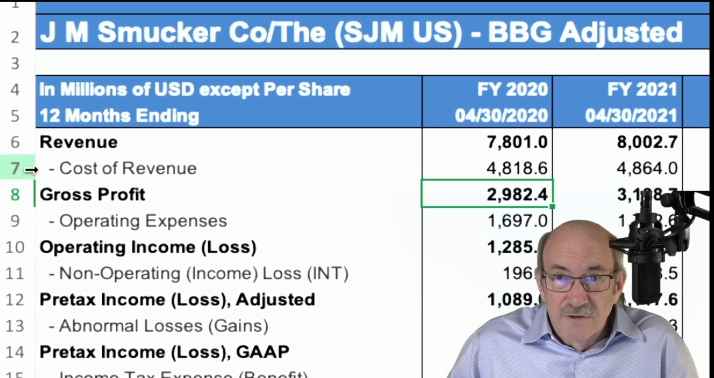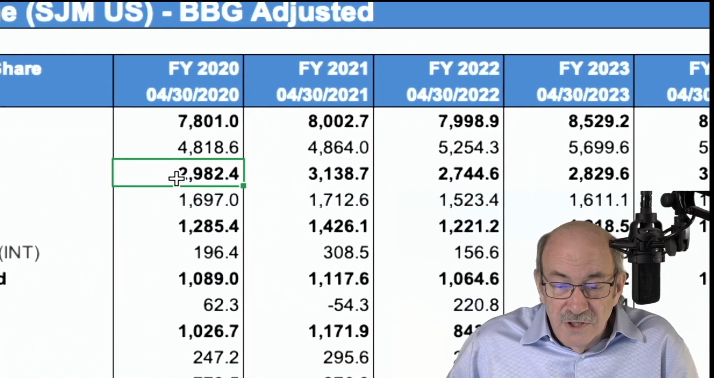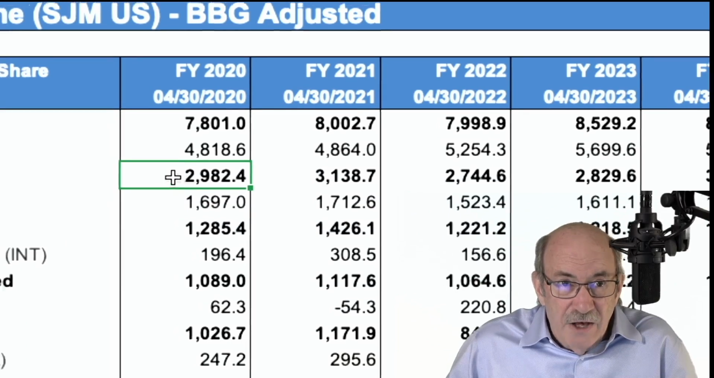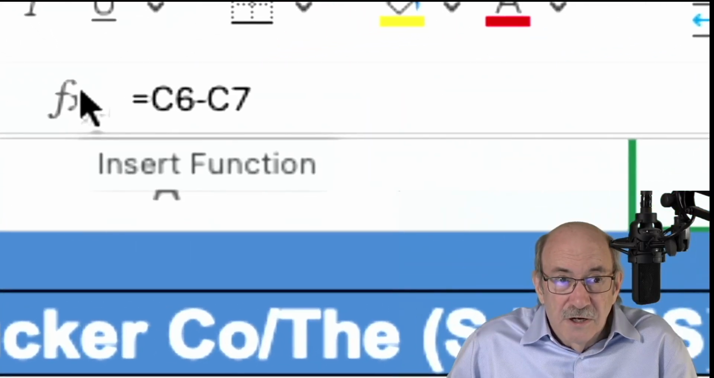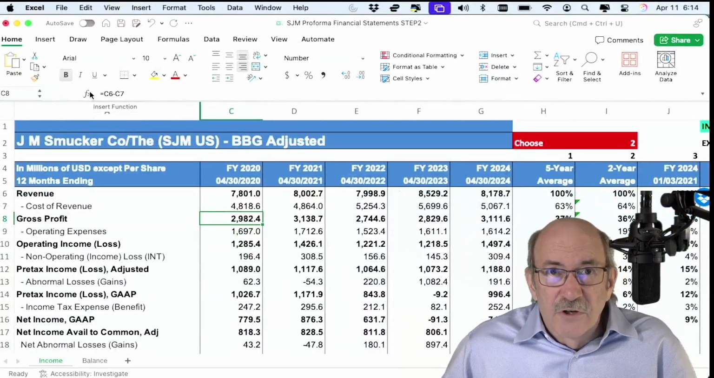Row 7 is where cost of goods sold is. So this subtotal is no longer a value. It's actually an equation right here. And you should do that with all of your subtotals.